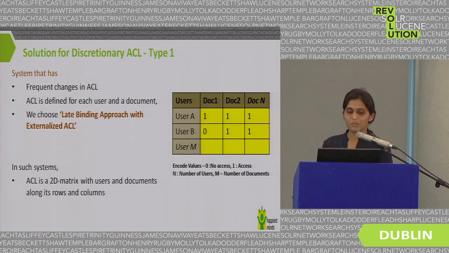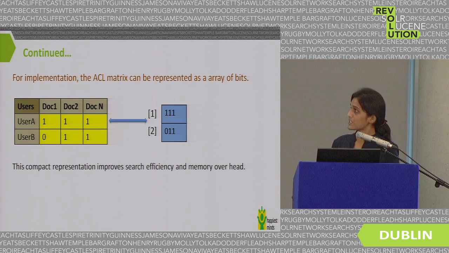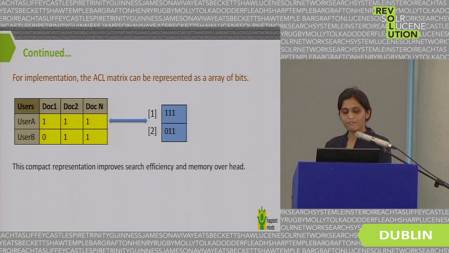Now let's elaborate the solution. First, for implementation, this ACL matrix can be represented as an array of bits, which means that we have all the values 1, 1, 1 and 0.